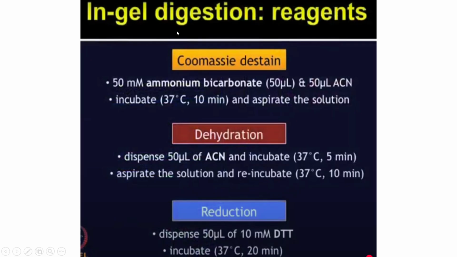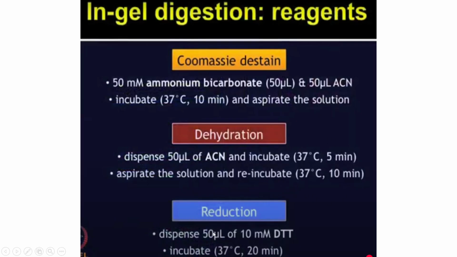So, in-gel digestion as a process, as I just mentioned. In the initial step, you need to de-stain the gel, because when you are cutting the gel, that gel is stained with Coomassie stain or whichever stain you are using. You need to de-stain that first. By using this solution, you can de-stain by incubating at 37 degrees for 10 minutes. Then you need to dehydrate also, in order to remove all the water that might be present, by using this solution and incubating accordingly.